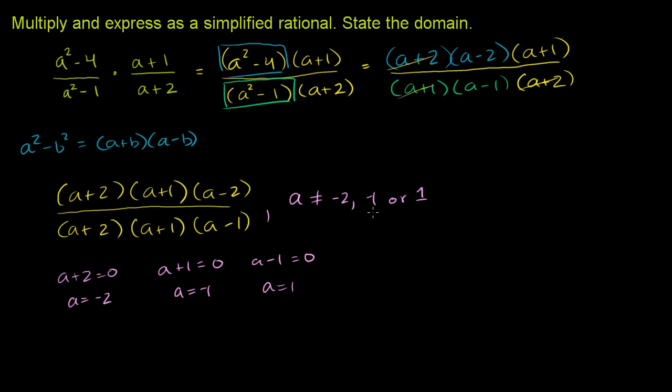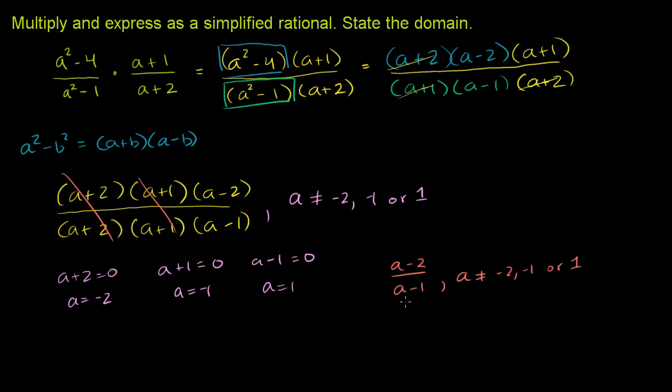Now that we've done that, we can simplify it. So we have an a plus 2 over an a plus 2. We know that a is not going to be equal to negative 2, so that's always going to be defined. And when you divide something by itself, that is just going to be a 1. Same thing for the a plus 1 over the a plus 1. That's going to be 1. And all you're going to be left with is an a minus 2 over a minus 1. So the simplified rational is a minus 2 over a minus 1 with the constraint that a cannot equal negative 2, negative 1, or 1.